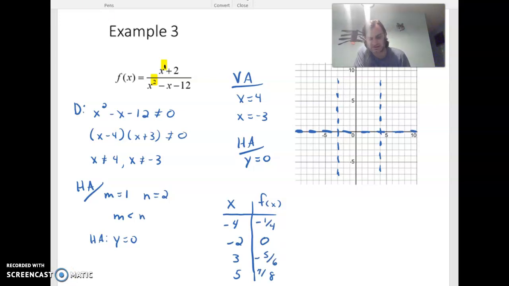So we're going to try and use these to graph the function, and we're going to do the tails first. So when I plugged in negative 4, I got negative 1/4, which is below that horizontal asymptote. So I'm going to put the point there, and I'm going to have my graph hug both of these on the bottom side. When I plugged in 5 for the other tail, I got 7/8.